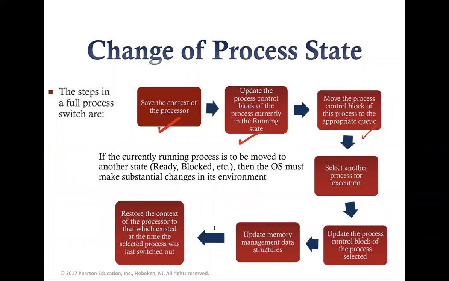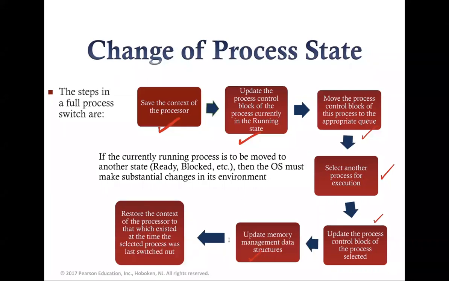And then the operating system will select another process for execution. And then, like I would say step number 5, the operating system will update the process control block of the process that is selected. This includes changing the state of this process to running. After this, we need to update the memory management data structure, which is required depending on how address translation is managed. This will be covered in the memory management topic later on.